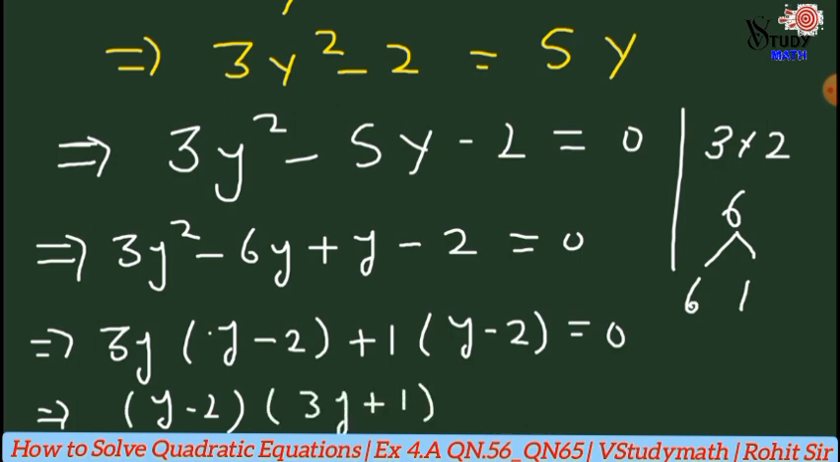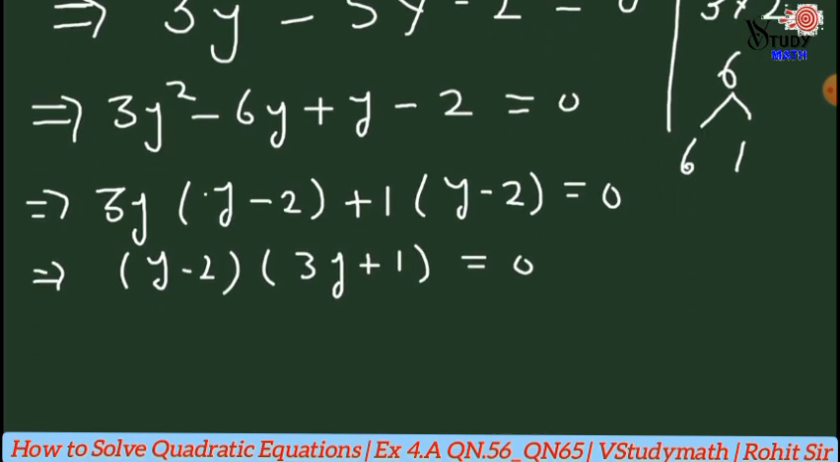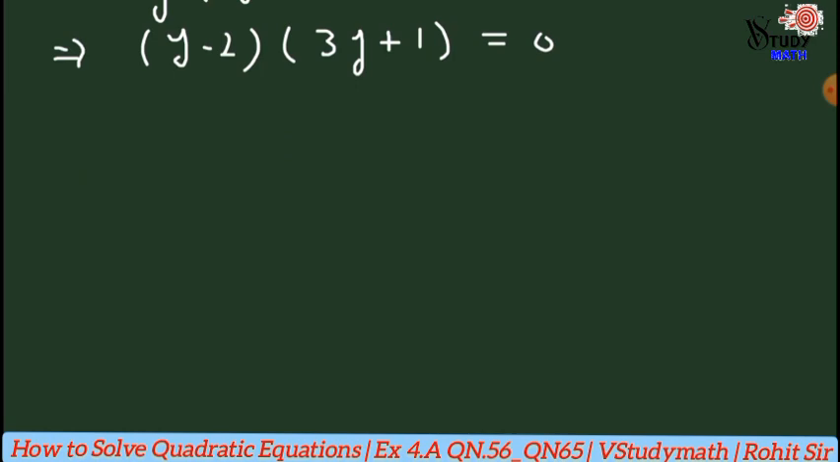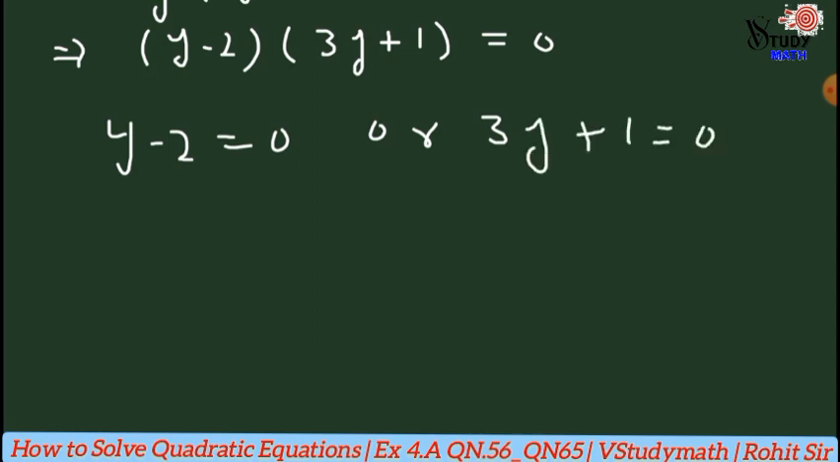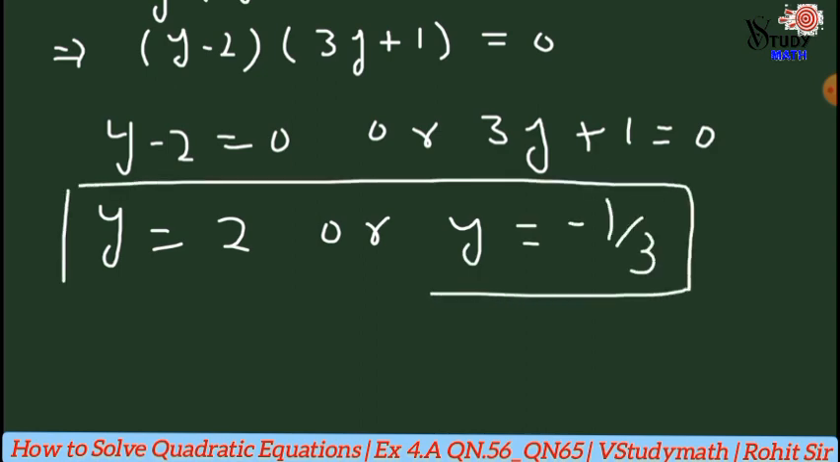Now put y − 2 equal to 0 or 3y + 1 equal to 0, then y is equal to 2 or y is equal to negative 1/3. Now we have to put the value of y in each case. So our first case is here.